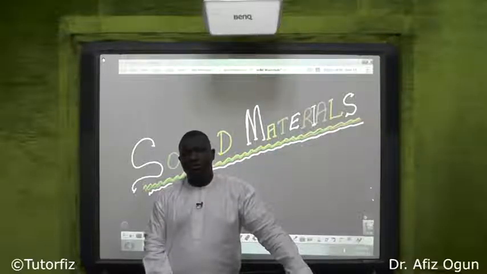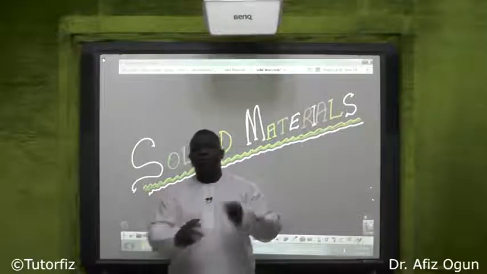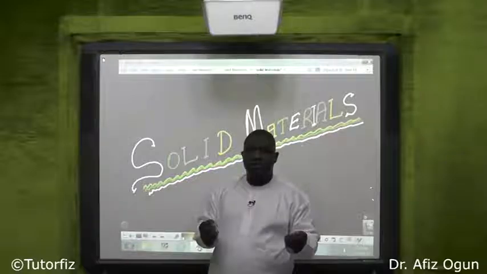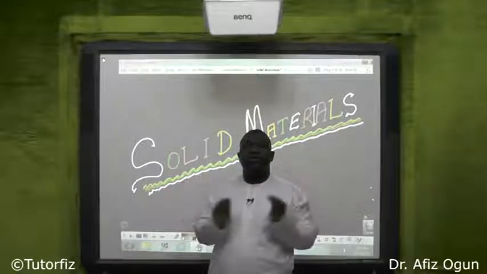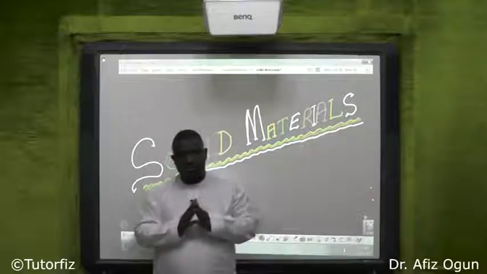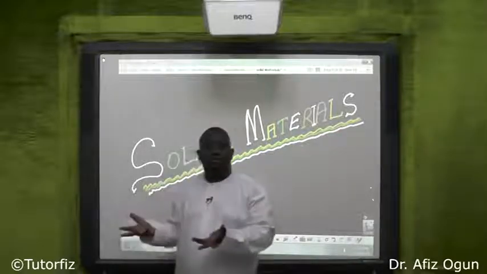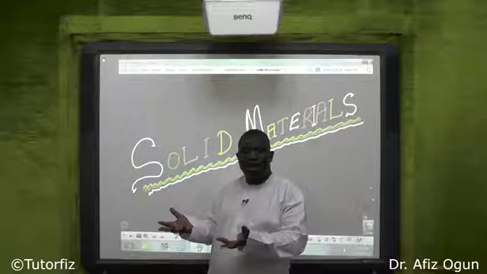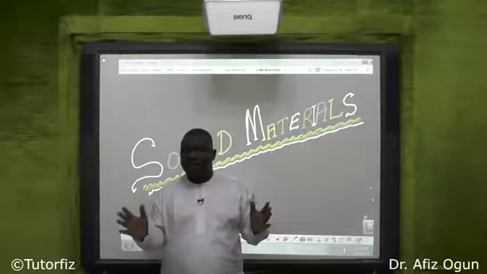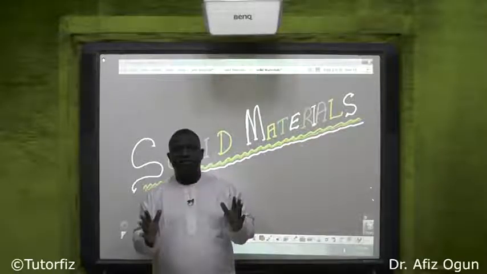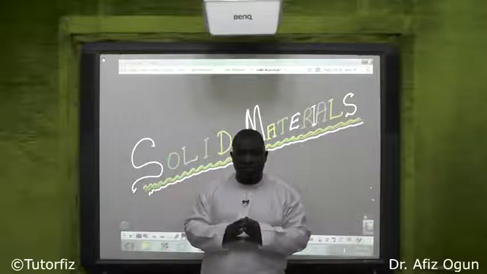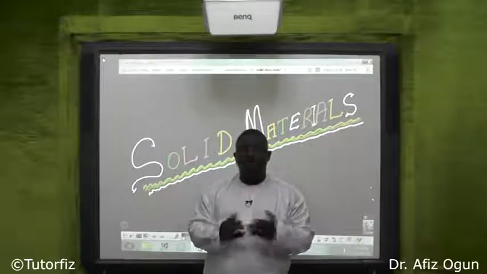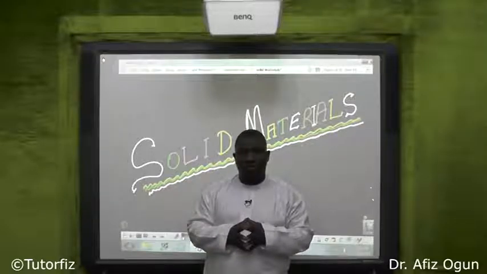So this brings us to two types of deformation. You deform a particular solid. When you remove the deforming force, the solid returns back to its original shape. You deform another solid. When you remove the deforming force, same amount of force, the material does not come back to its original shape. This brings us to the two types of deformation we have.